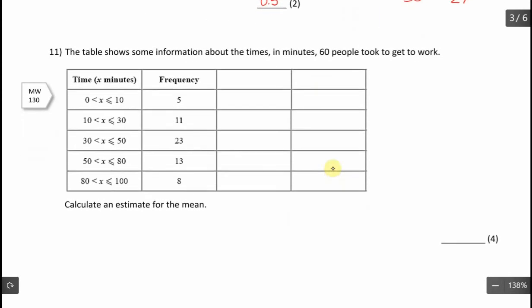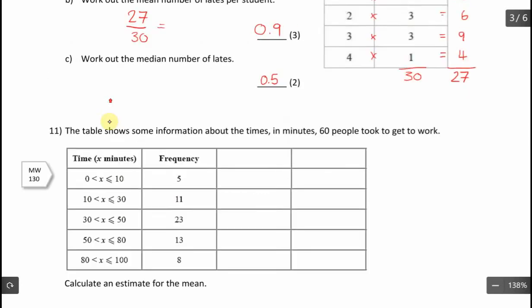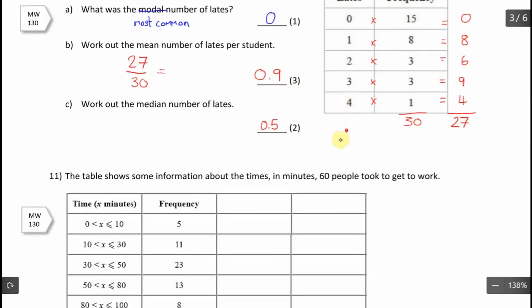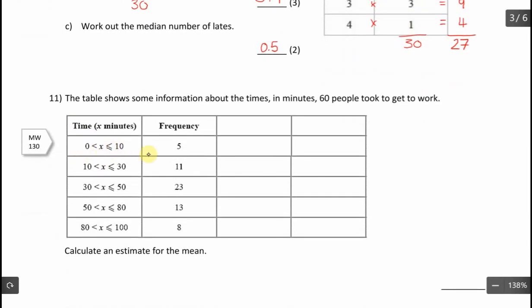Number 11, we've got some information about the times in minutes 60 people took to get to work. Calculate an estimate for the mean. So quite similar to the question above here, I need to find out the total time it took these 5 people to get to work. But unlike the question above, there isn't just a single number in this column. There's a range of numbers. So these 5 people took between 0 and 10 minutes. So what should I times 5 by to find their total time? If I times it by 10, I'd get 50. If I times it by 0, I'd get 0.